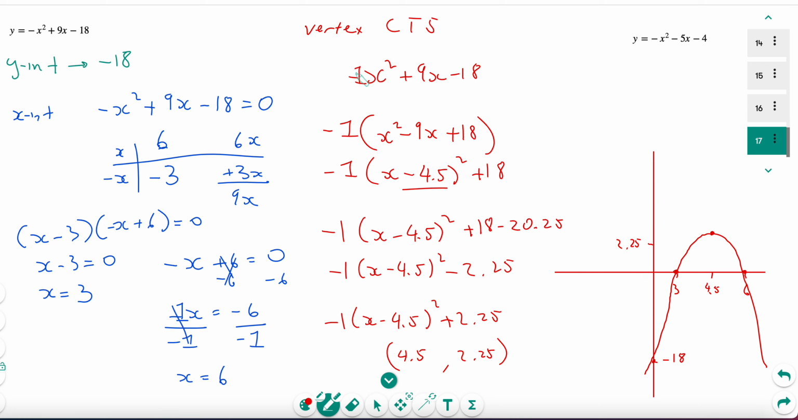So remember, whenever there's a number in front of x squared, you want to factorize the negative 1 out. So you take it out. Negative 1 to negative 1x squared, you times by x squared. Negative 1 to 9, you times by negative 9x. And negative 1 to negative 18, you times by positive 18. And that's it, guys. You can practice.